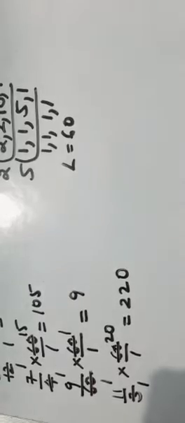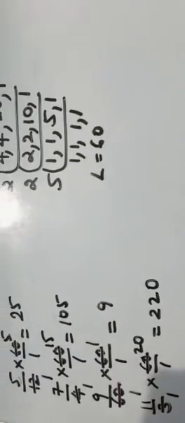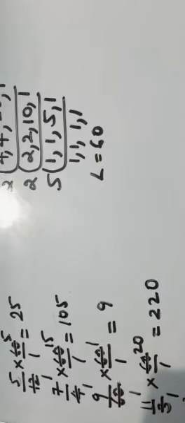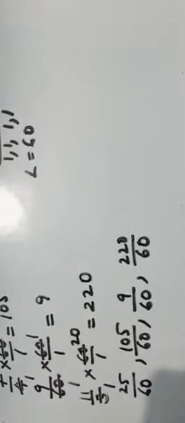So the required rational numbers which are equivalent to the given rational numbers are 25 by 60, 105 by 60, 9 by 60, 220 by 60. Children, in this way, we have completed worksheet number 2.